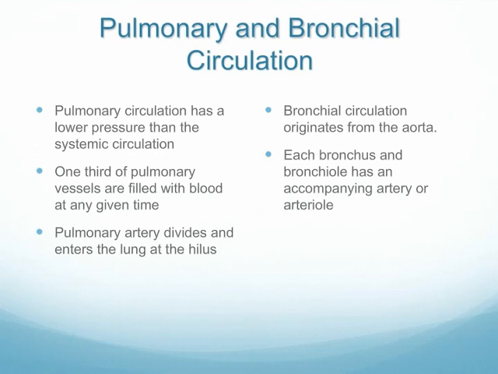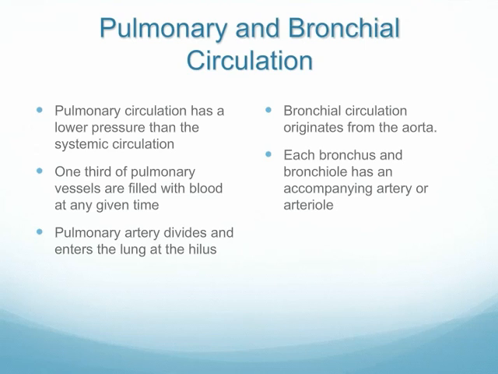As I mentioned before, there are two different circulatory systems in the lung. We have our pulmonary circulation. This is the circulation that is going to the lung to become oxygenated. It's coming from the right side of the heart. It has a lower pressure. It's just going to the lung, becoming oxygenated, then going over to the left side of the heart to be pumped to the body.